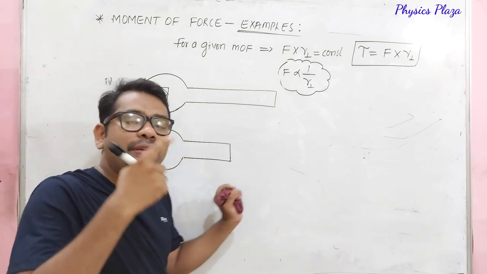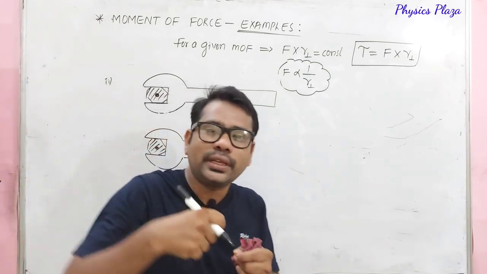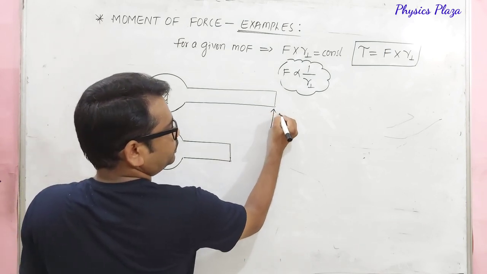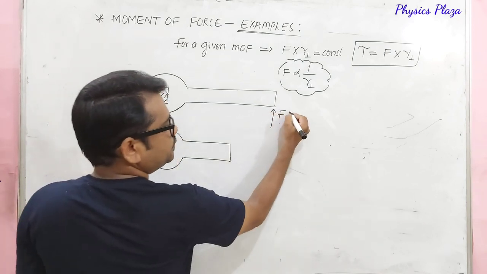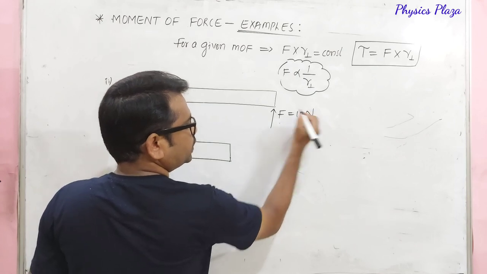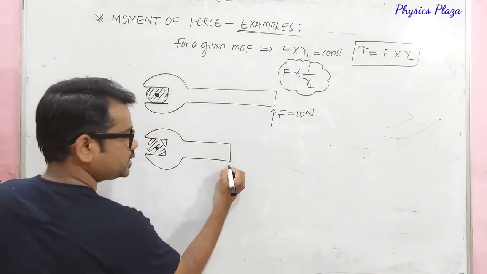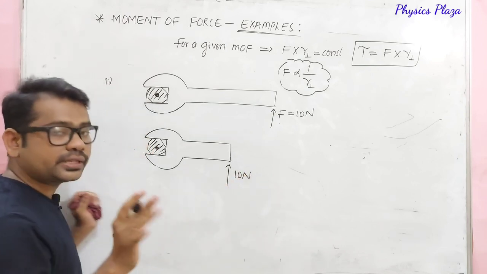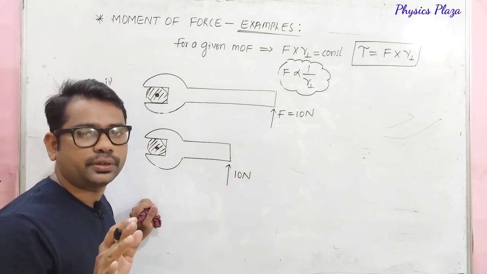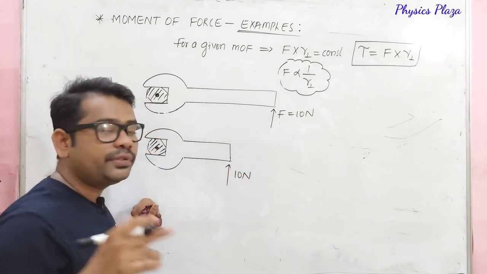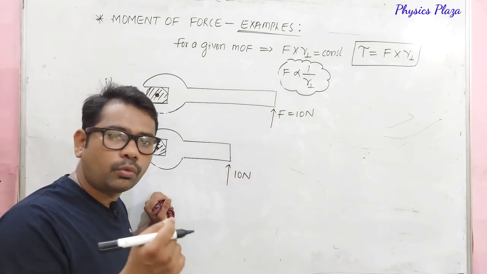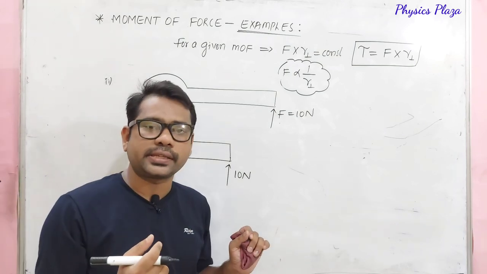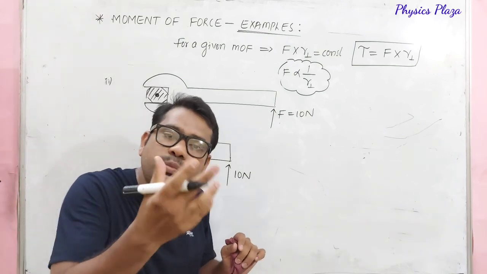In order to tighten or loosen that nut, we apply force at this end only. Let us say here a force F, for example 10 newton, we are applying. Whereas here, let us say the same 10 newton force is acting. I am saying this as an example. With the same force, in which case is it very easy to turn that nut, and in which case is it very tough? Which one do we prefer and why, we will discuss.